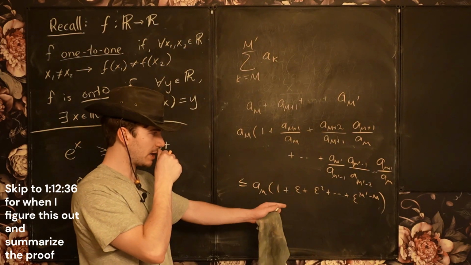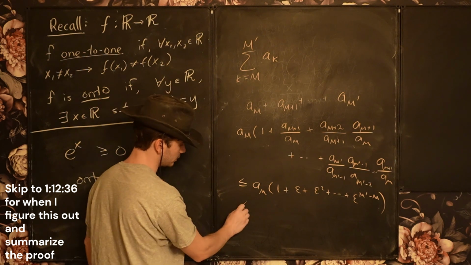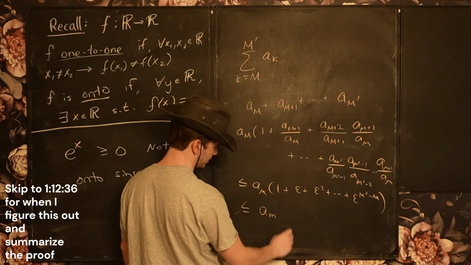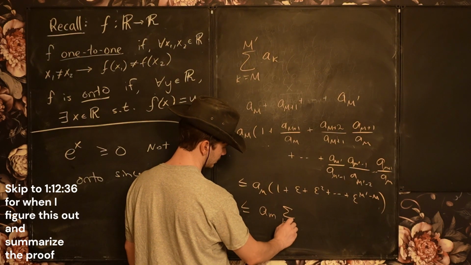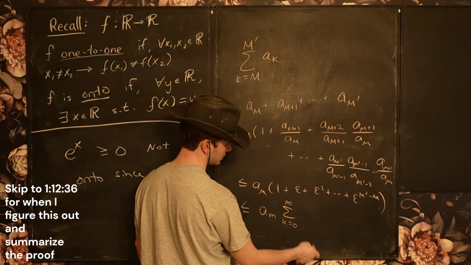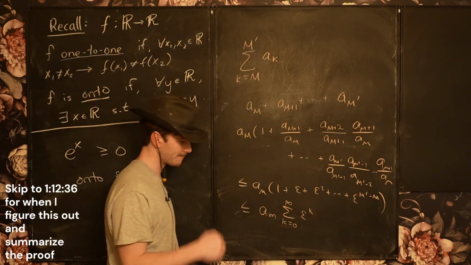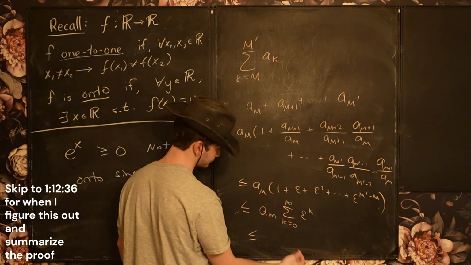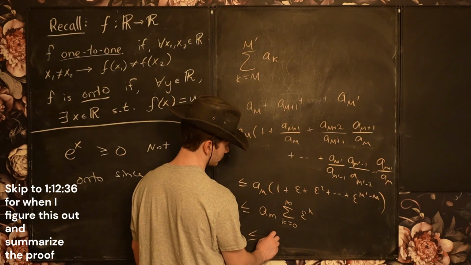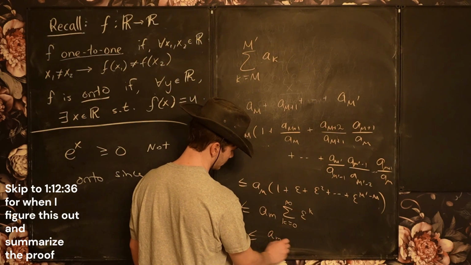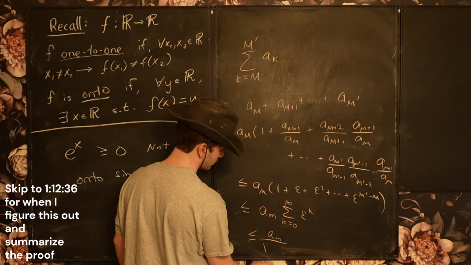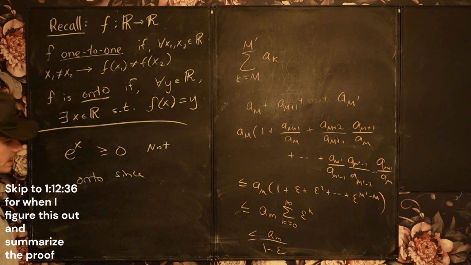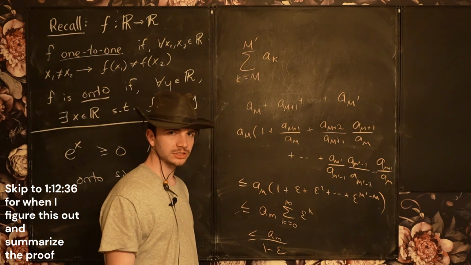And then if you send m' to infinity, you're going to get an upper bound, which is the geometric sum, a_m times the summation from k equals 0 to infinity of epsilon to the k. And this is the geometric sum. So this is a_m over 1 minus epsilon, and epsilon is arbitrarily small, so just choose it to be less than 1.